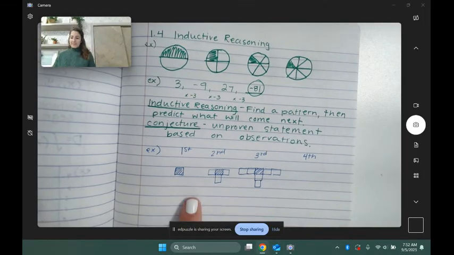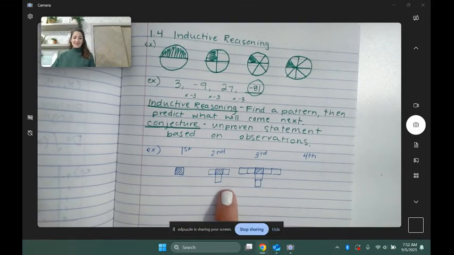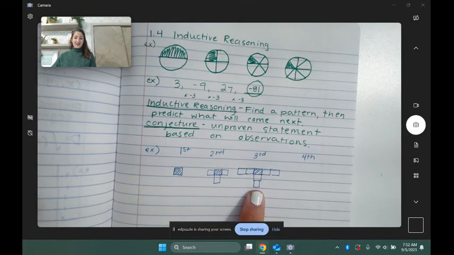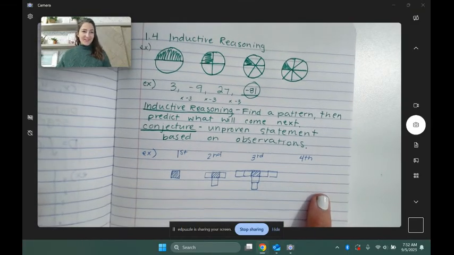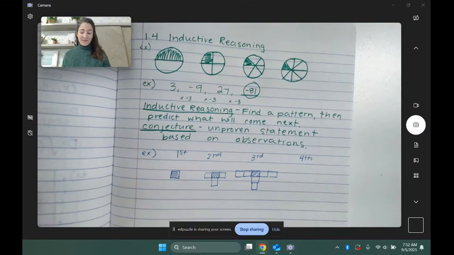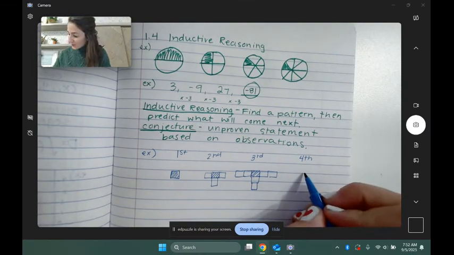Okay. Based on this pattern, can you draw what comes next? Pause the video, try to do it, and then check it with me. All right. Welcome back. What comes next?